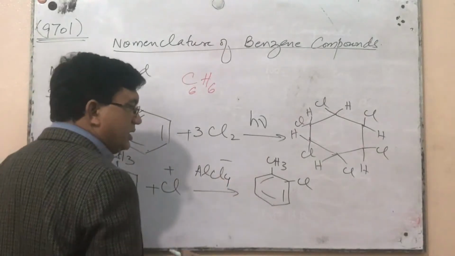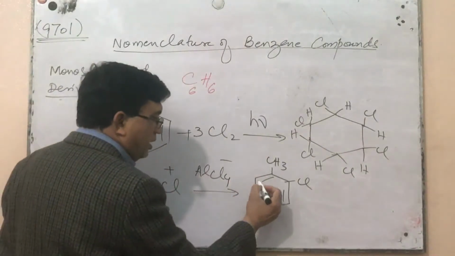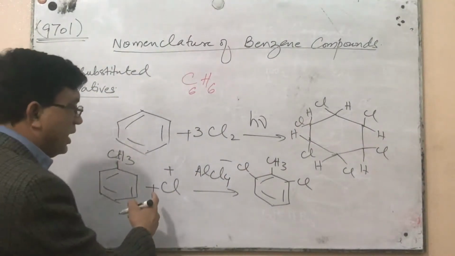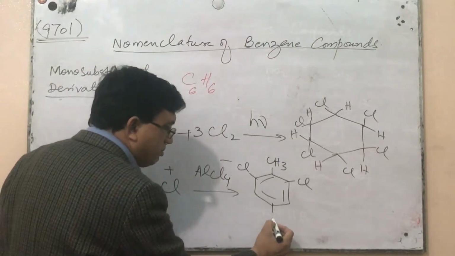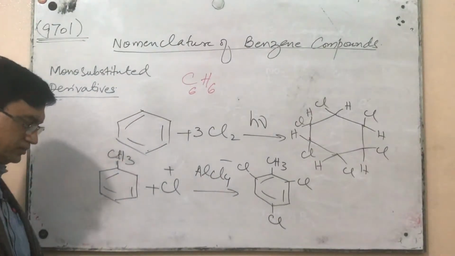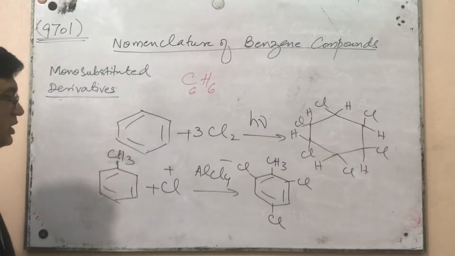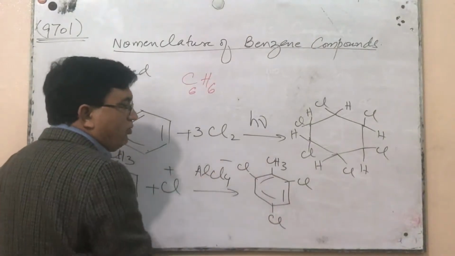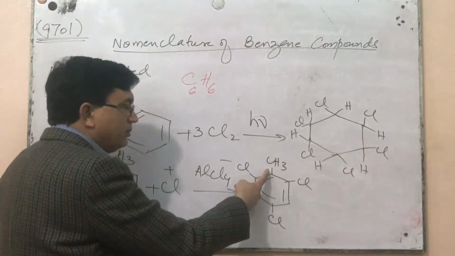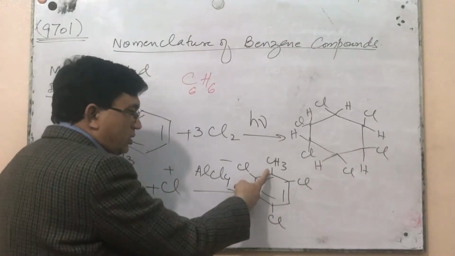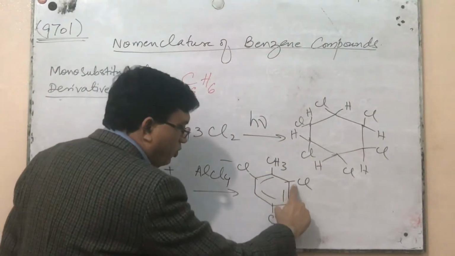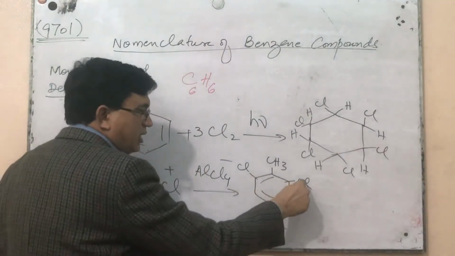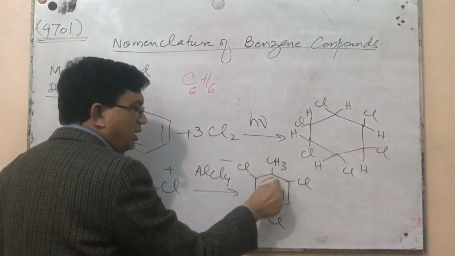Product might be just like this. Again, if we treat the next step, the product might be just like this, and in the third step the product might be just like this. What will be the product? This will take place in 3 steps, and the name of this compound will be, if this is number 1 carbon, then 2, 4, 6 trichloromethylbenzene.